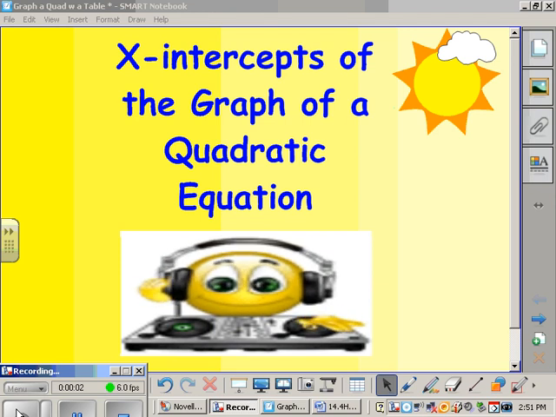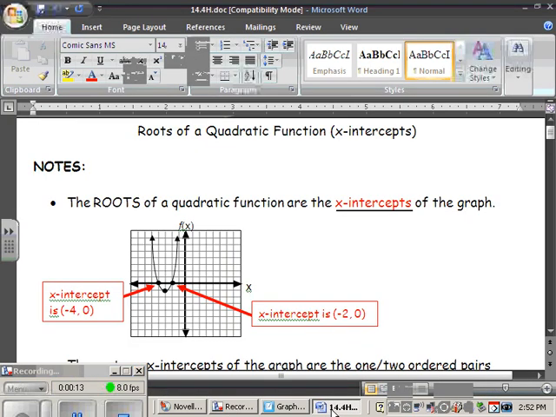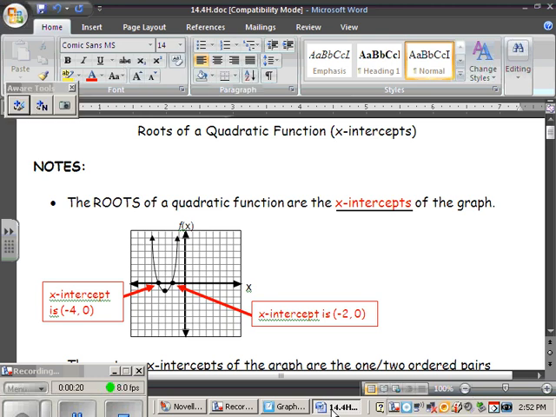In this lesson, we're going to briefly look at how to determine the x-intercepts of the graph of a quadratic equation. So let's take a look at a couple of examples. X-intercepts of a parabola can sometimes be called the roots of the quadratic function. And the roots of the quadratic function, as we said, are the x-intercepts. So if you look down at the first parabola, let's identify the roots or the x-intercepts.